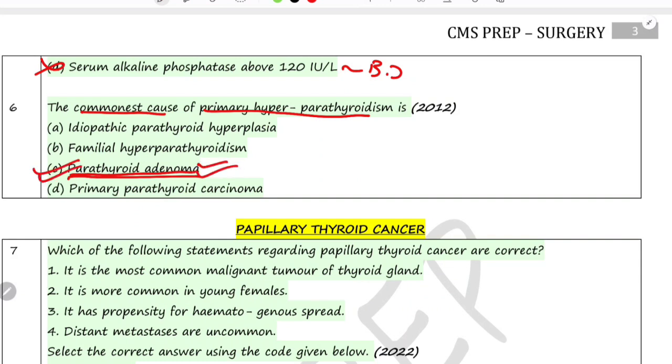It is also a fact-based question. All the following can result in hyperparathyroidism, but the most common cause is primary parathyroid adenoma. This is the most common cause of primary hyperparathyroidism, accounting for about 80 to 85% of the cases. Idiopathic parathyroid hyperplasia accounts for 10 to 15% of the cases. Familial hyperparathyroidism is rare, associated with genetic syndromes like MEN1 and MEN2A, and primary parathyroid carcinoma is extremely rare, representing only 1% of the cases.